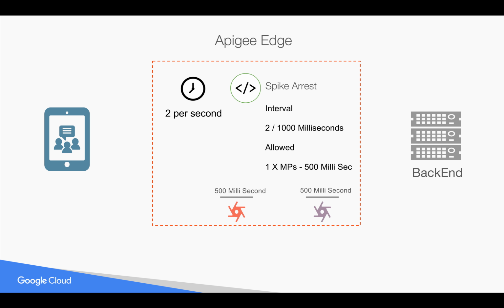To keep the example simple, let's just assume that we only have 1 message processor. And in that case, we only have 1 request per 500 milliseconds that is allowed to go onto the backend.